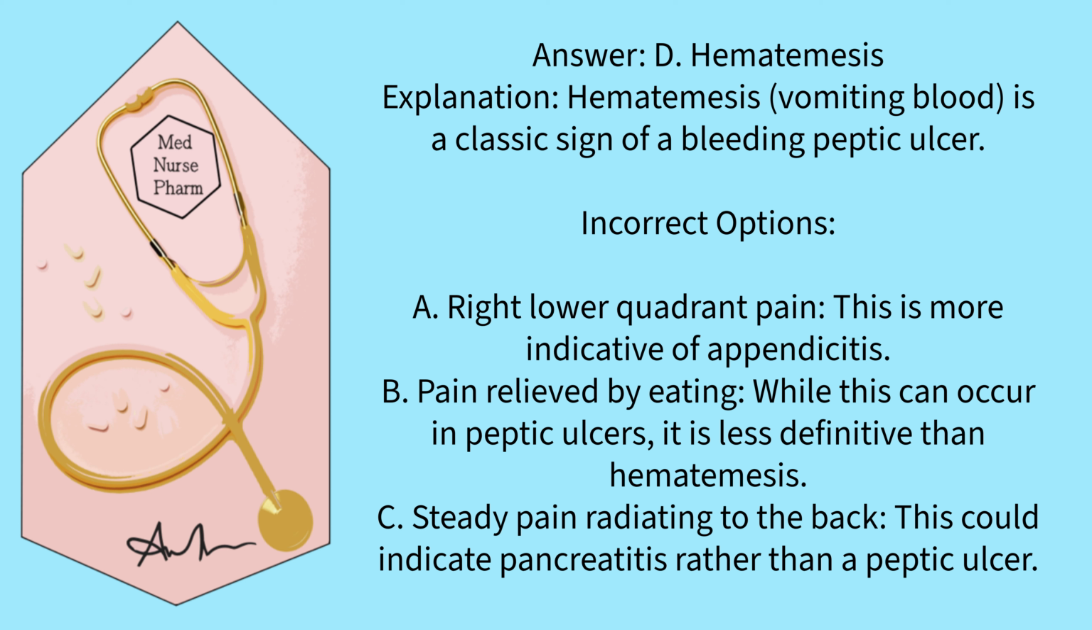If you chose option D, you are correct. Hematemesis. Hematemesis, vomiting blood, is a classic sign of a bleeding ulcer.